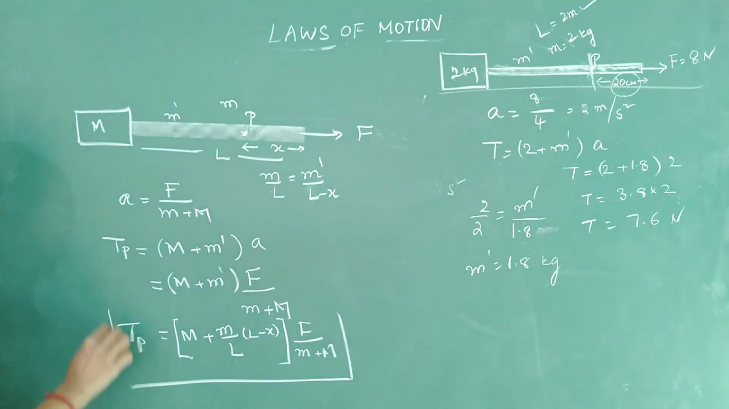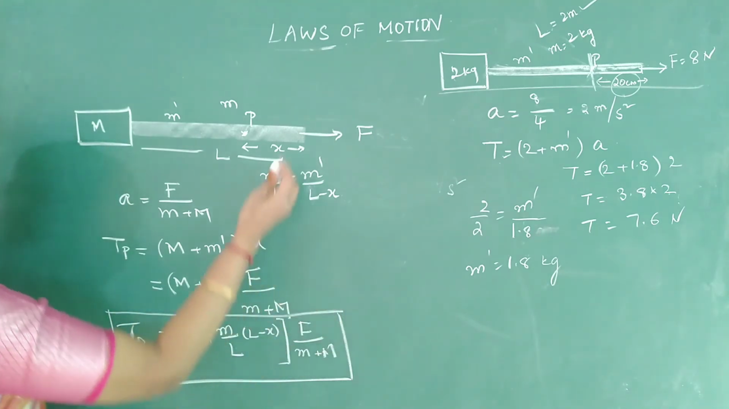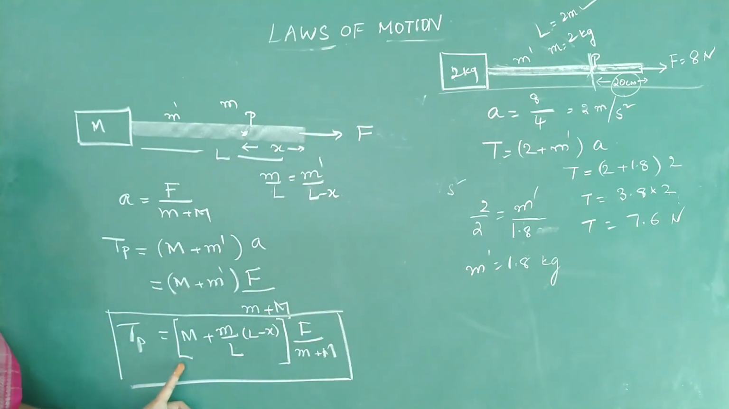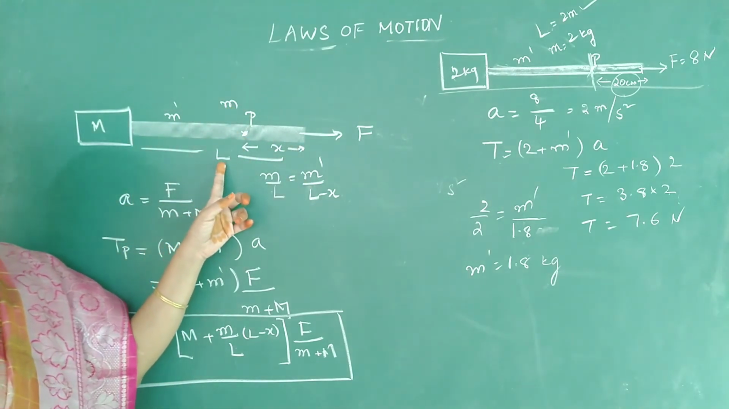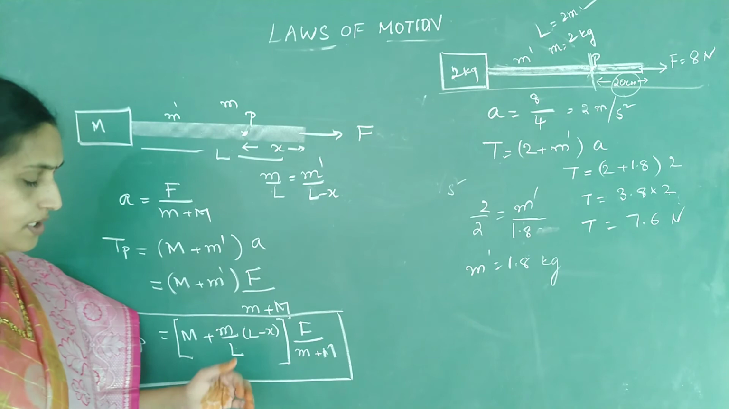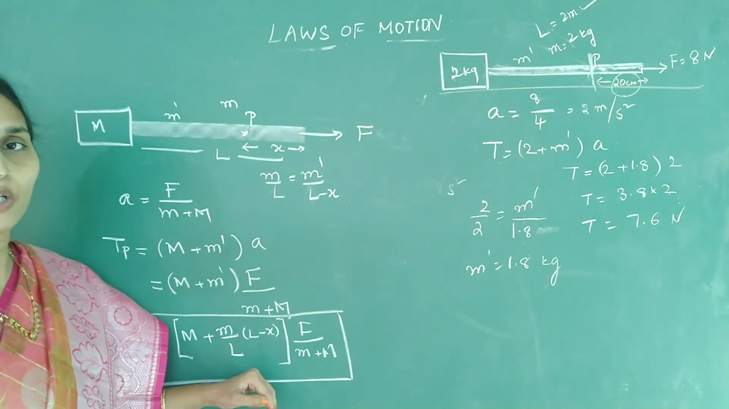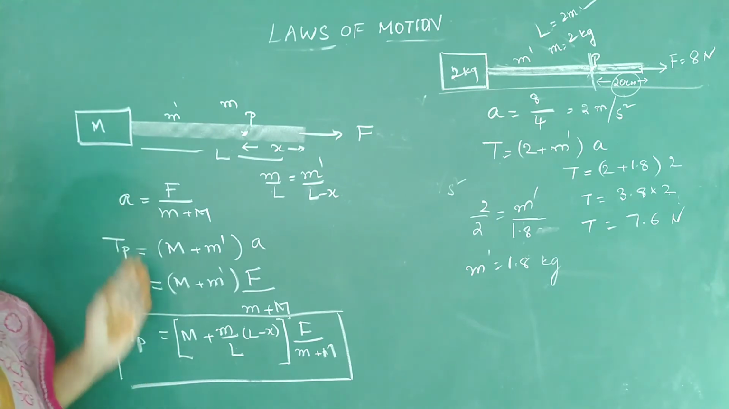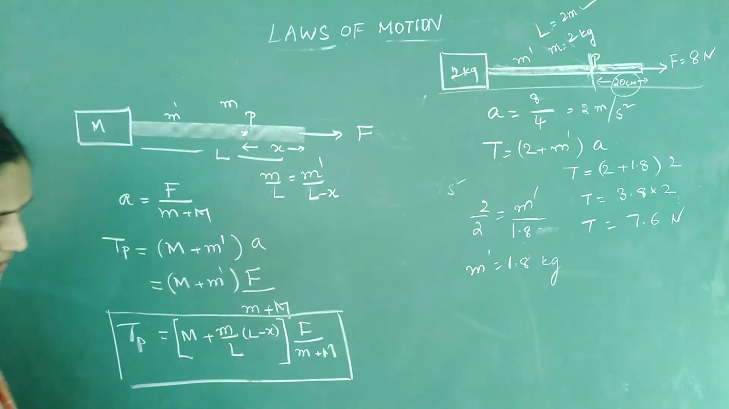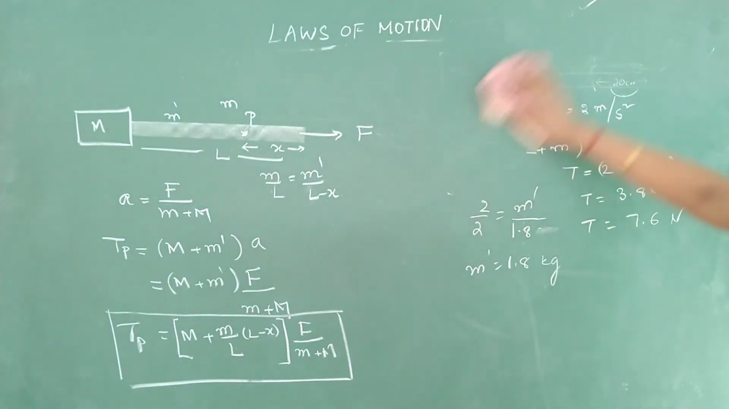So this will give you tension at a distance x from the free end of this string, which is having a total mass m and total length L. So this is how, if string's mass is not negligible also, you should know how to calculate the tension. Similarly, instead of giving horizontal arrangement, they may ask you for vertical arrangement if the mass of the string is not negligible. How to calculate the tension?